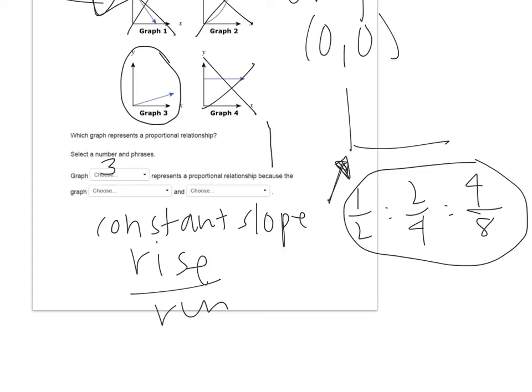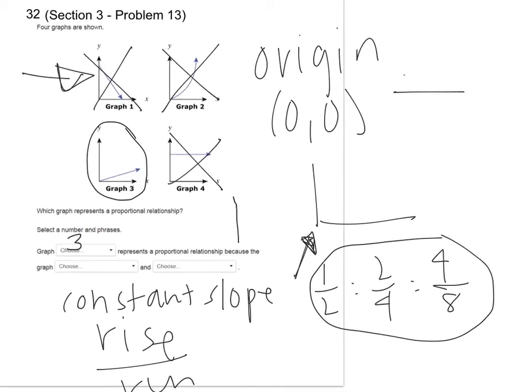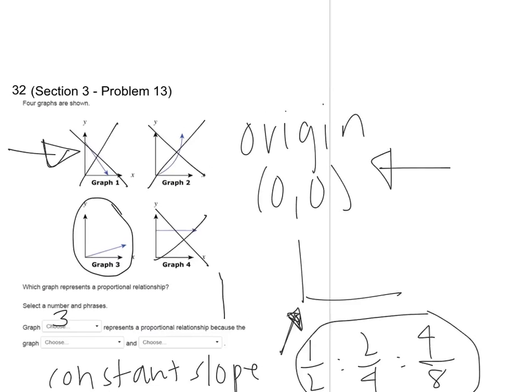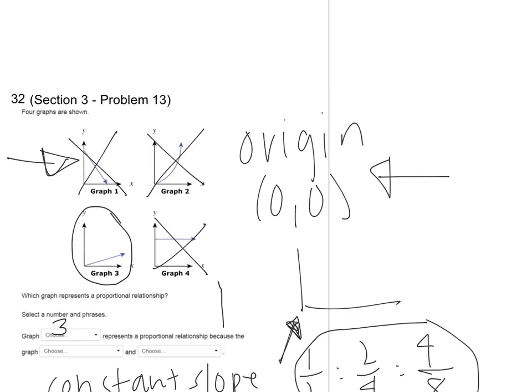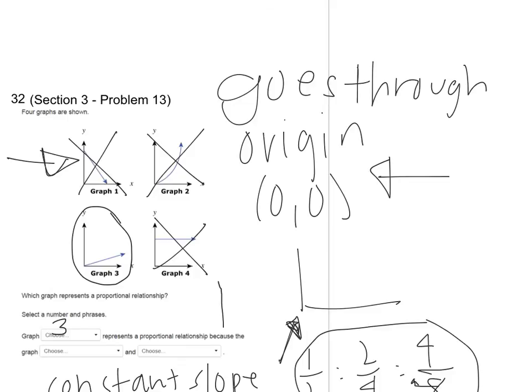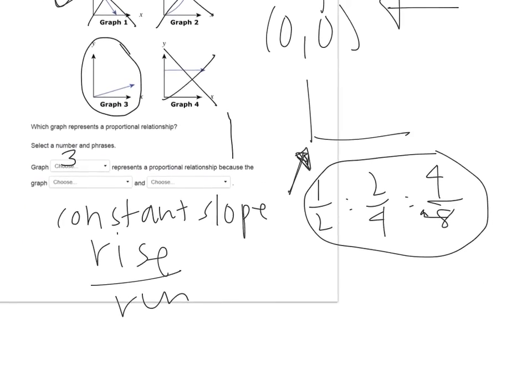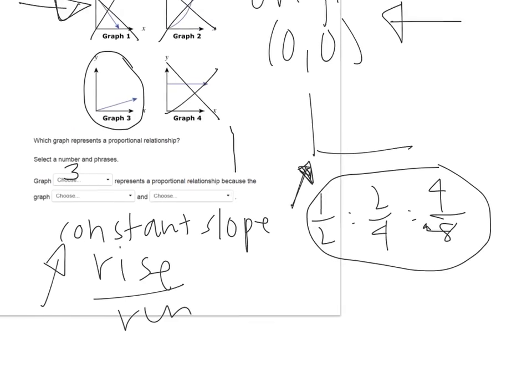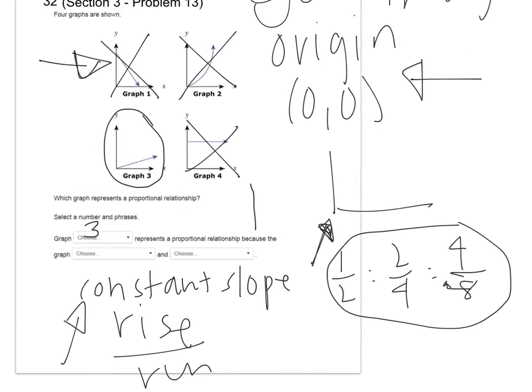And why is it graph number 3? Because it goes through the origin, as we talked about right here. Goes through the origin. So we can go ahead and write goes through the origin. And secondly, it has a constant slope. So those are the two key things to make a graph a proportional relationship or not.